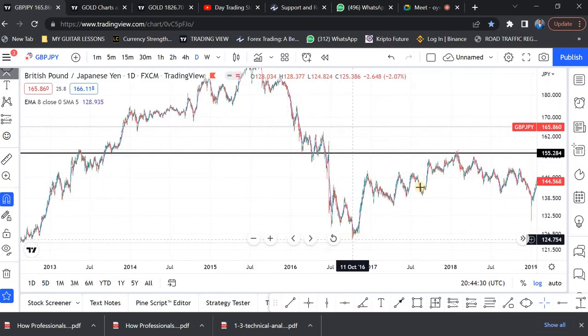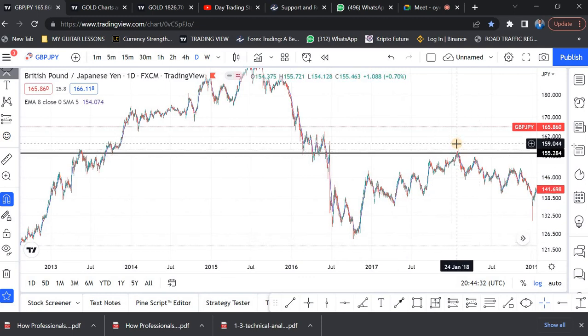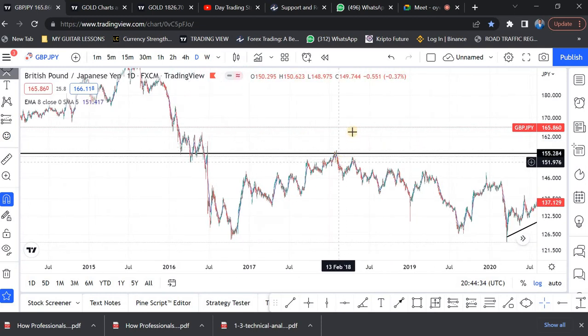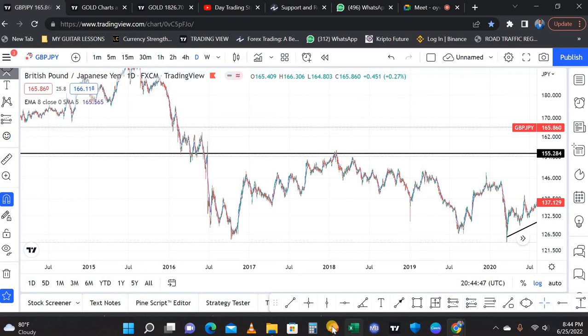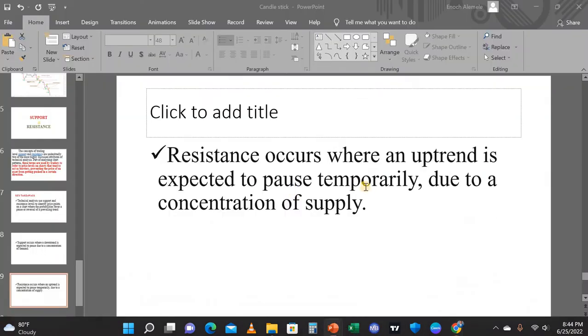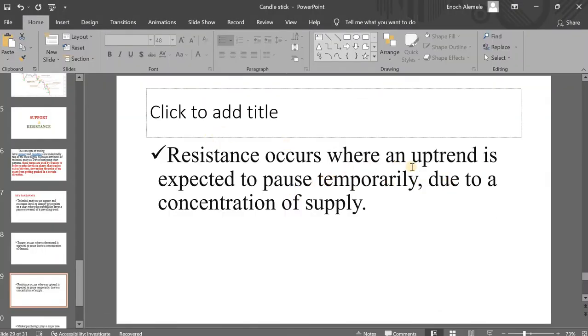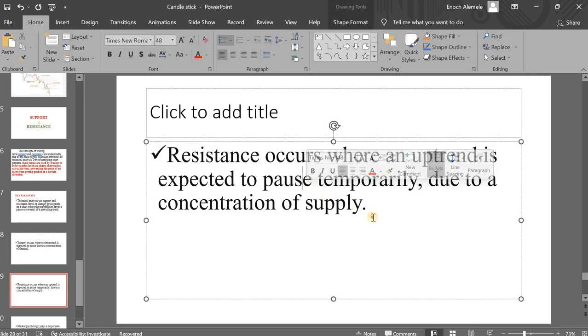So whenever price gets to this resistance area, there are sellers here, which are supply. They are called the supply zone. The moment price gets here, sellers will come in and sell and move the price downwards. So that is what I mean by resistance occurs in an uptrend. Resistance occurs where an uptrend is expected to pause temporarily due to a concentration of what? Supply.